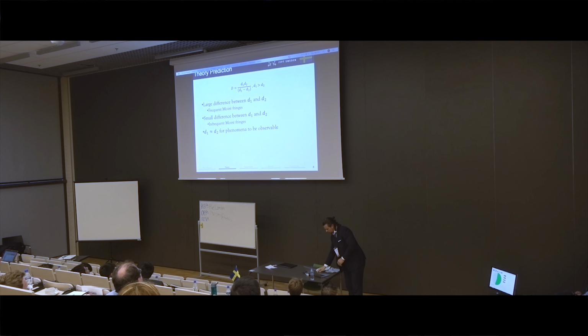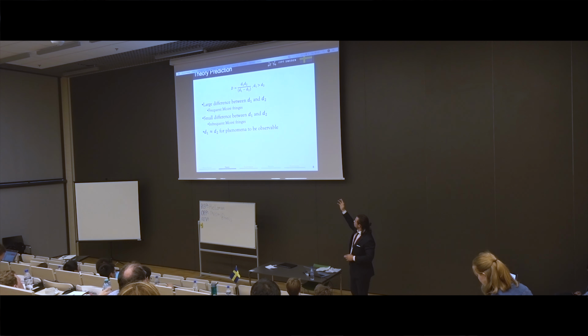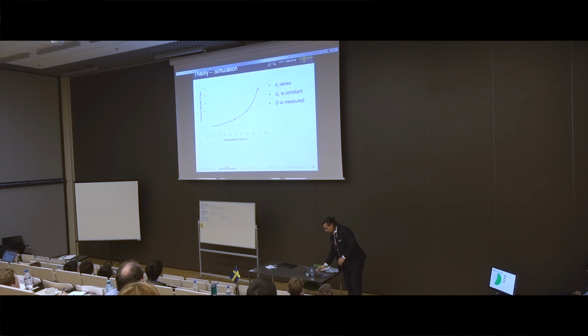So now, the theory prediction. Well, if you take into account this equation, you see that large differences between D1 and D2 will result in frequent Moire fringes, while a small difference would mean the opposite. That means that D1 has to be roughly equivalent to D2 for the phenomena to be observed within a particular range. We moved on and made a theory simulation here.